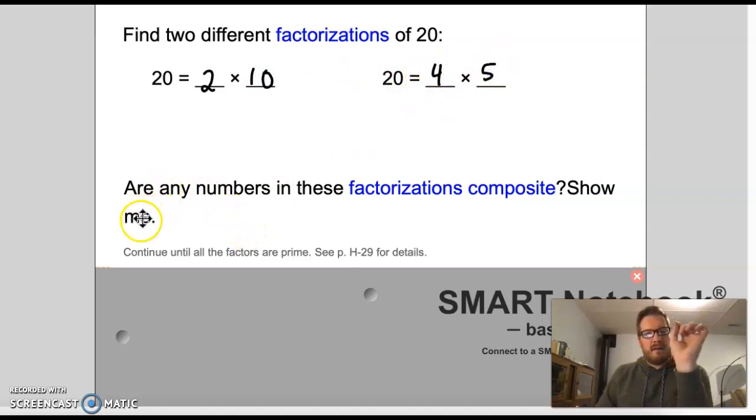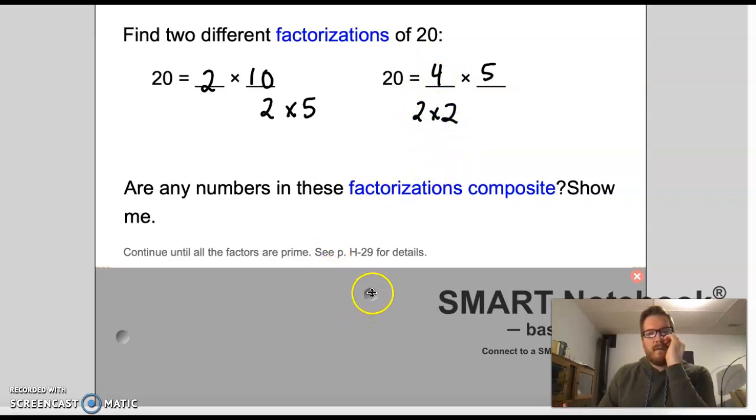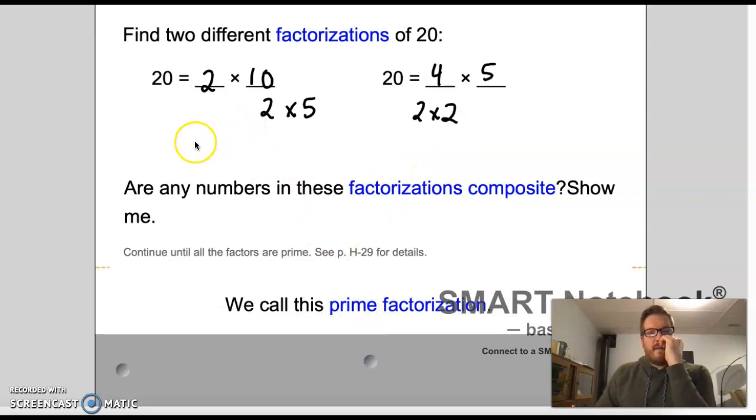Now, the next question, and this is going to lead us into prime factorization, is: are any numbers in these factorizations composite? Well, the number 10 here is a composite number. I could rewrite that as 2 times 5. And the number 4 I know is a composite number. I could rewrite that as 2 times 2. Now, what I've done here, if I write this in order, 2 times 2 times 5, these three numbers are all prime numbers. And if I multiply them together, 2 times 2 is 4 times 5 is 20.